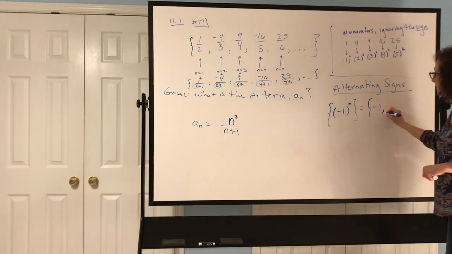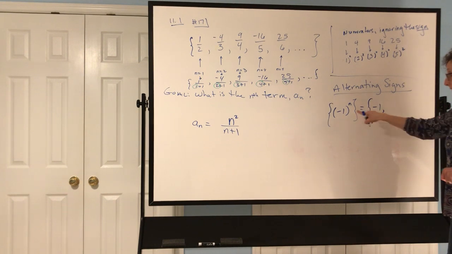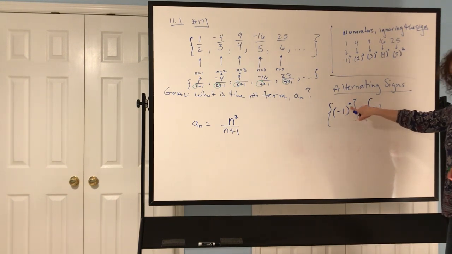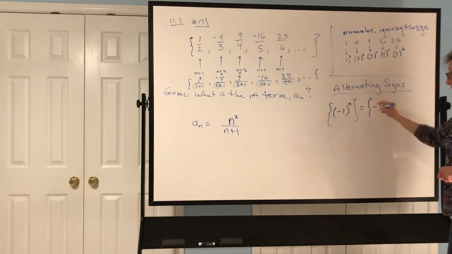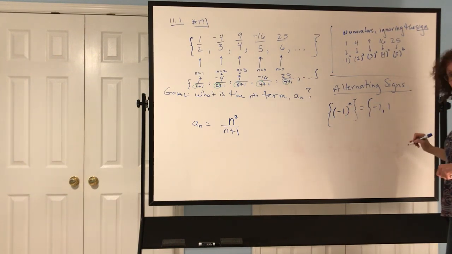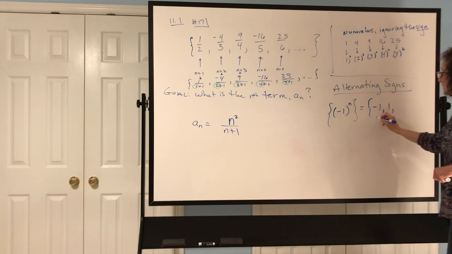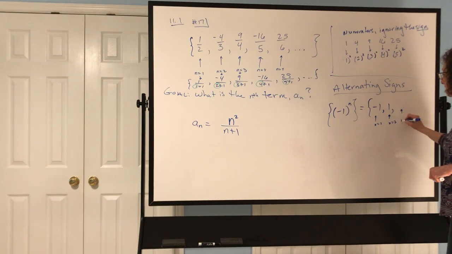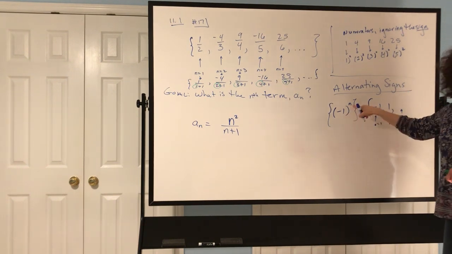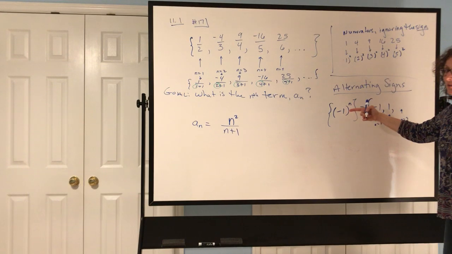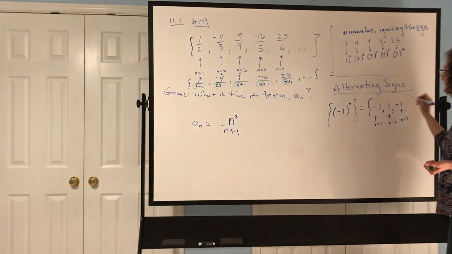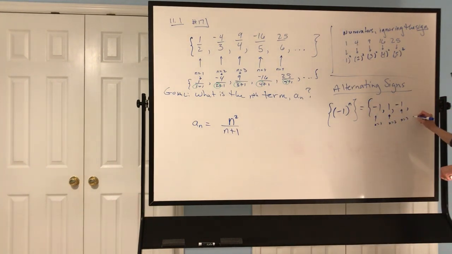Good. So when n is 2, what is the second term in that sequence? Negative 1 squared is 1. So this is n is 1, this is n is 2. When n is 3, what am I going to get? Negative 1 cubed is negative 1. When n is 4, what am I going to get?